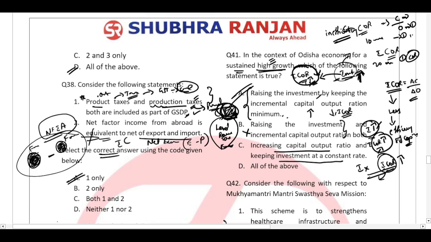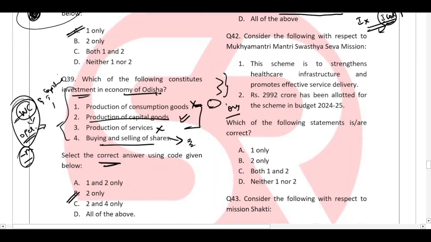So if you have understood the concept, this question is very easy. But if you have not understood the concept of ICOR and how it is related to investment and the impact on investment, this question will be very difficult for you. But if you knew the concept, it is just a 30-second question. Let us look at question number 42. Consider the following with respect to the Mukhyamantri Swasthya Seva Yojana.